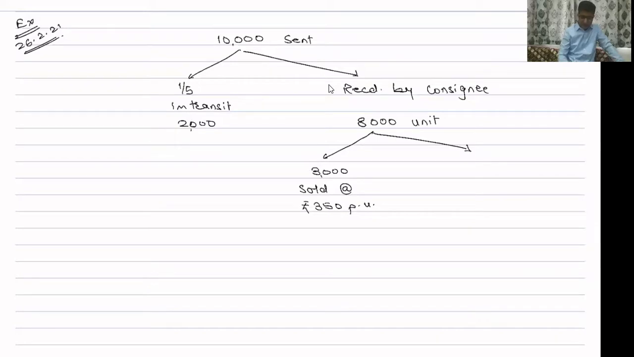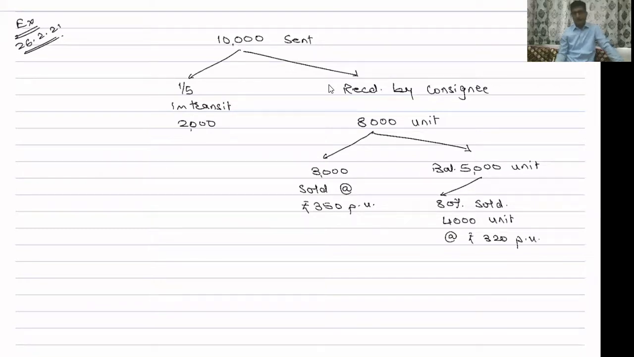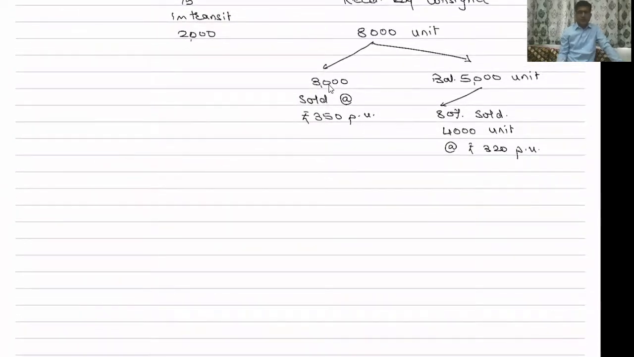And of the remaining 5,000 units, balance. Of this, 80% sold. Means how many units? 4,000 units. At rupees 320 per unit. Are you able to observe it? Yes or no? So what is your value of sales? Because ये लगने वाला है बाद में.